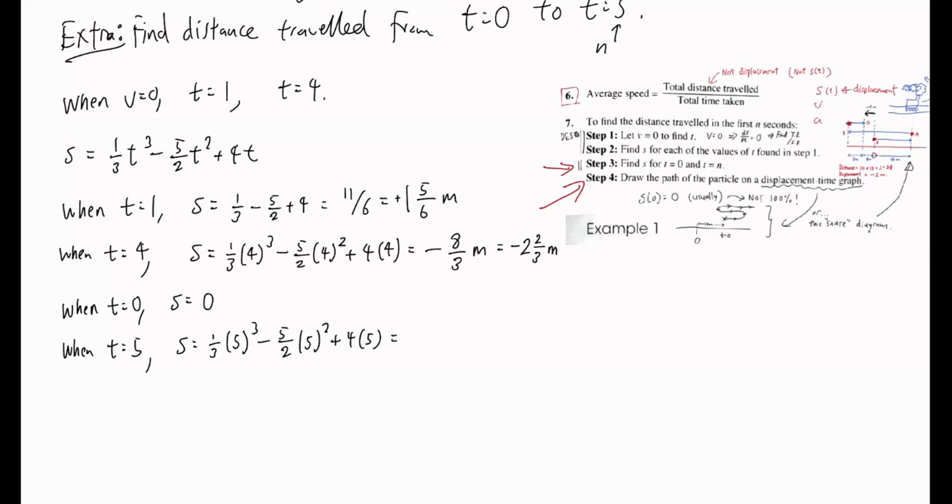And we get negative 5 over 6 meters. Maybe I'll just translate this into decimals first. 1 and 5/6 is 1.833 meters, roughly. Negative 2 and 2/3 is negative 2.666 meters. This one, negative 5 over 6, is negative 0.8333 meters. Okay so far?